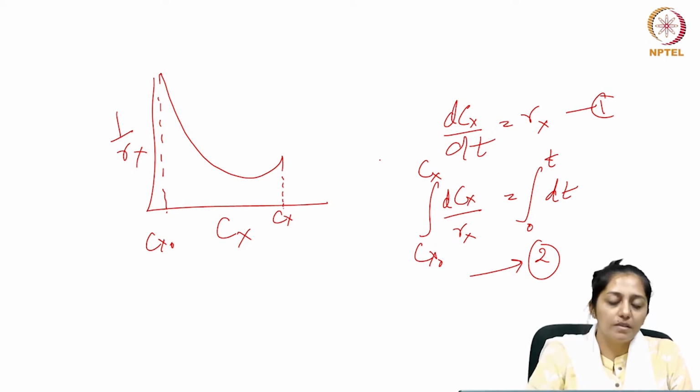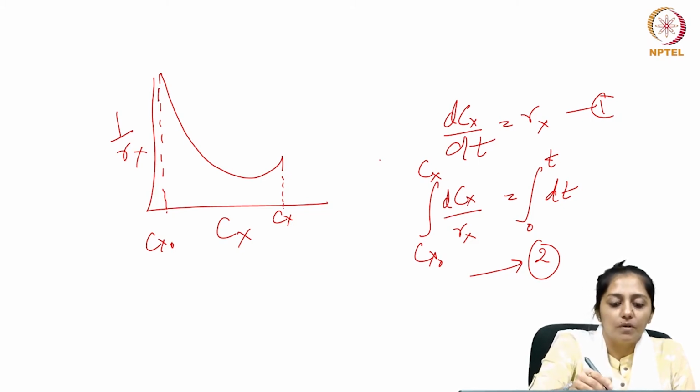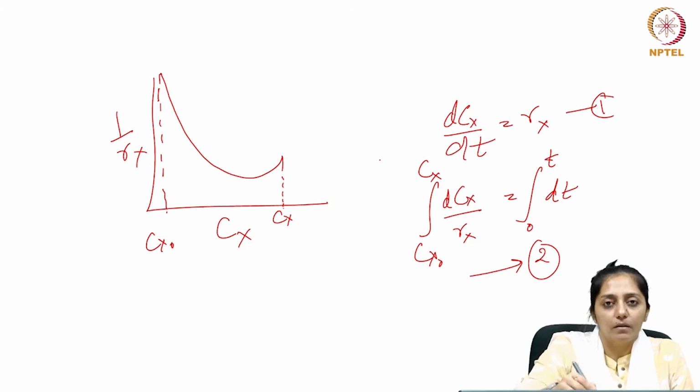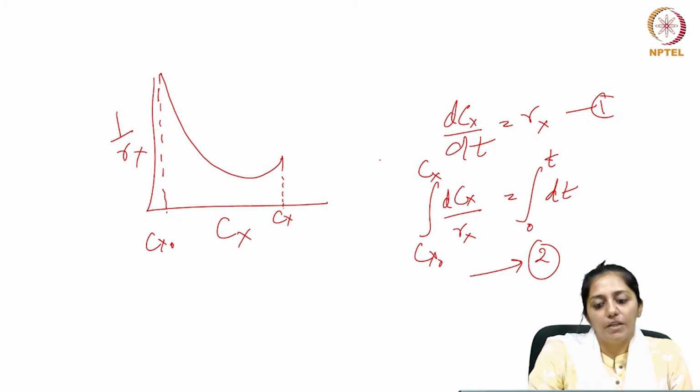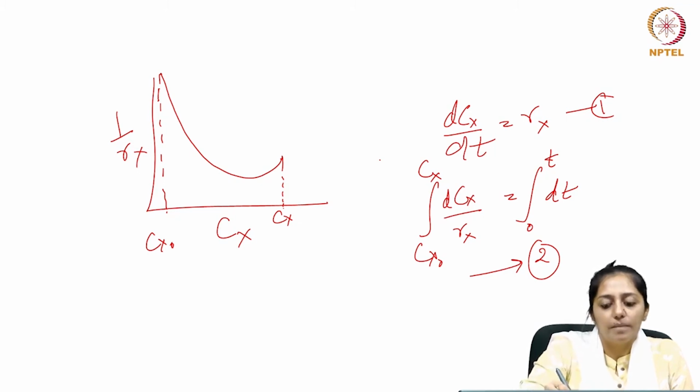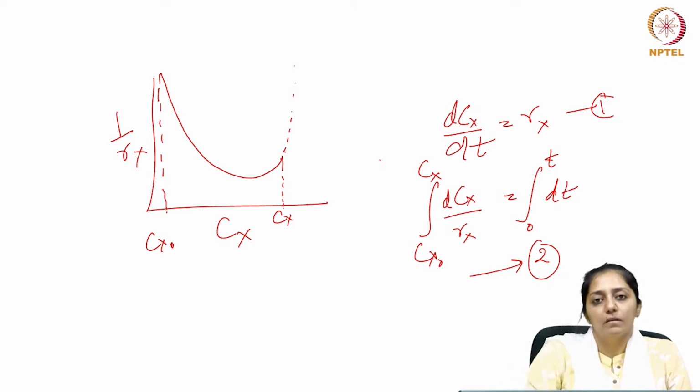Now, in order to understand why it is taking a U-shaped curve, let's see. If Cx is very less, then the growth rate is less initially. As the biomass is getting produced, the growth rate is improving. So your 1 by Rx during the log phase comes down till the culture is growing, and then suddenly, after depletion of the nutrients, the 1 by Rx will go towards 0.